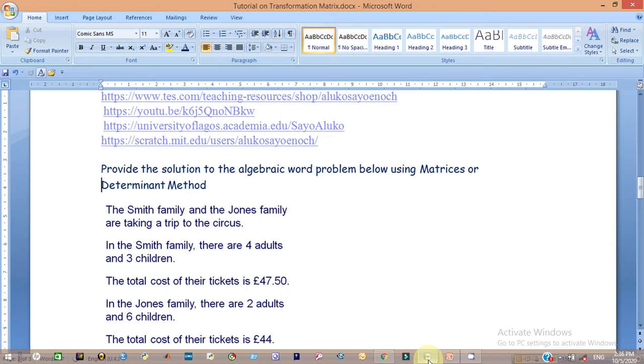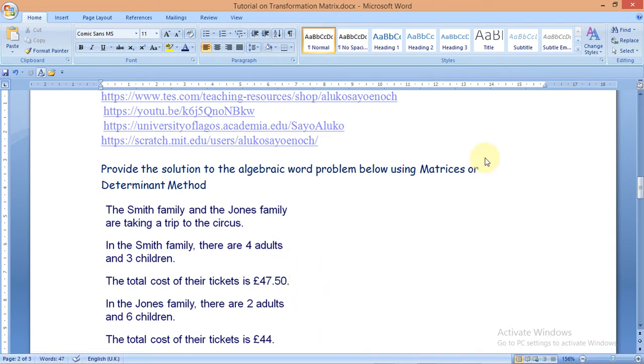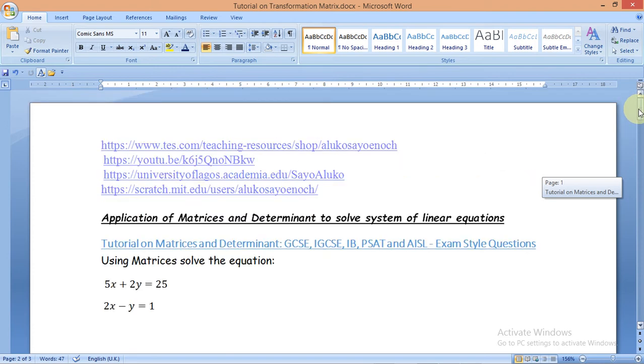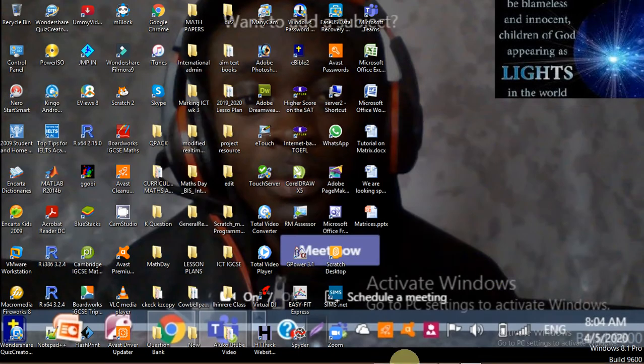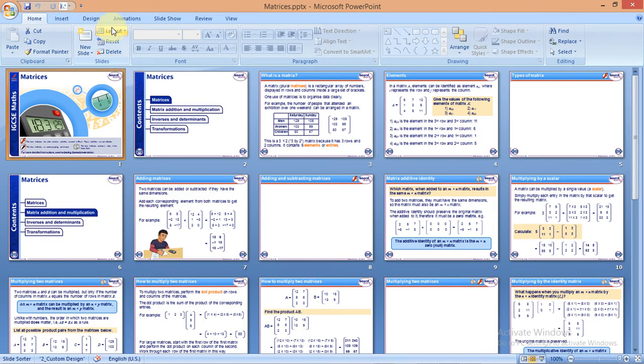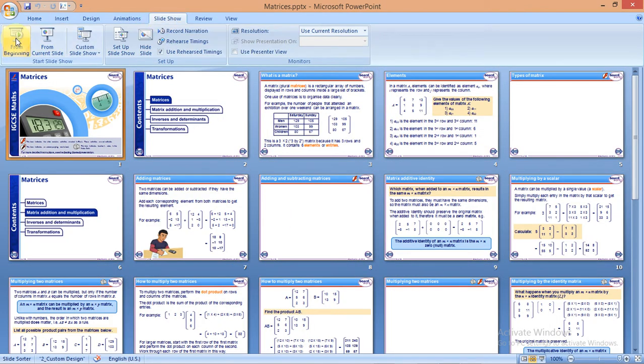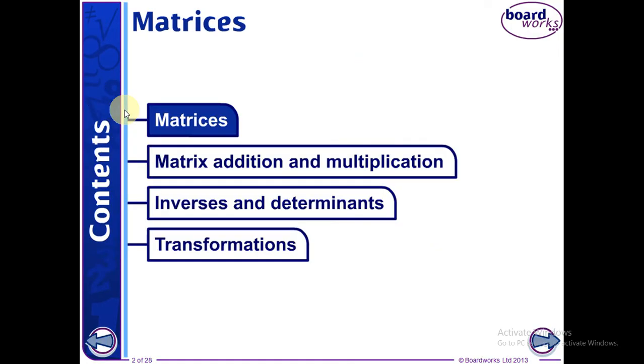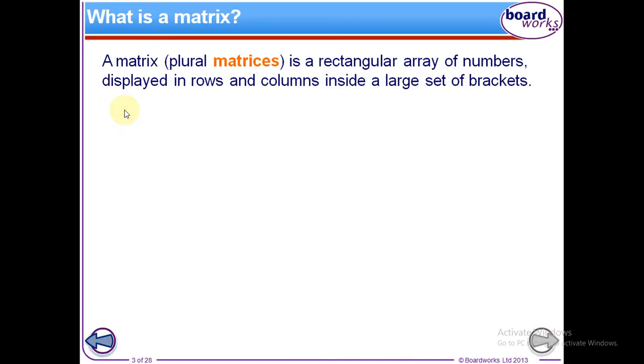And if you look at this question now, I'm not sure we are good yet to solve this type of problem. So before we get started with the question here, I need to take you through board work on matrices and determinants. So guys, let's get started with matrices and determinants. Okay, from the beginning, guys. Okay, matrices. So I'll give you the content of matrices, matrix addition and multiplication, inverses and determinants, then transformation. Transformation, okay, don't worry, we'll talk about that later.